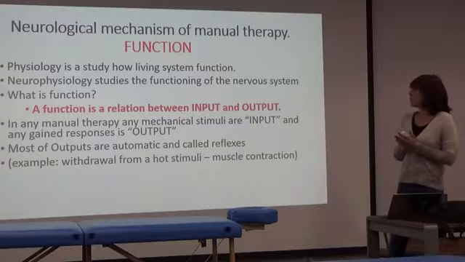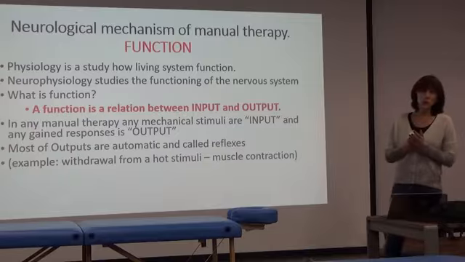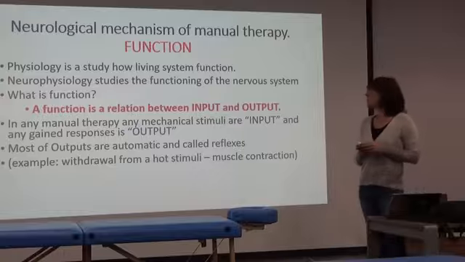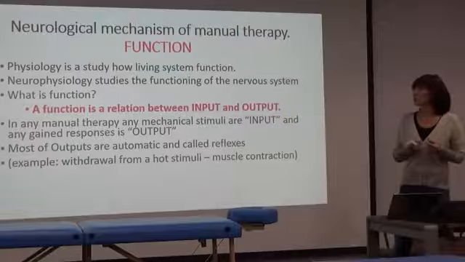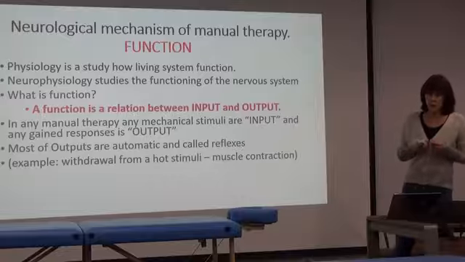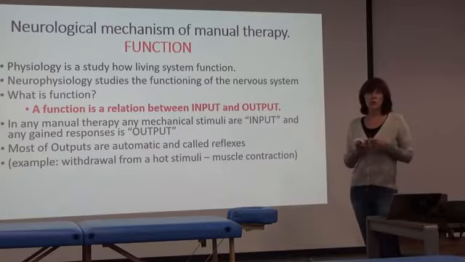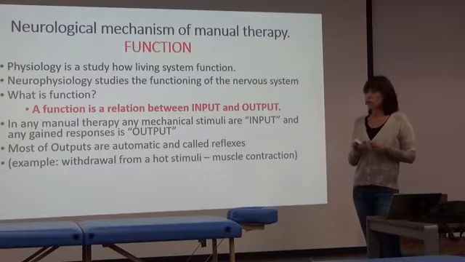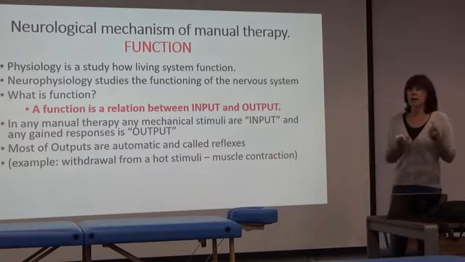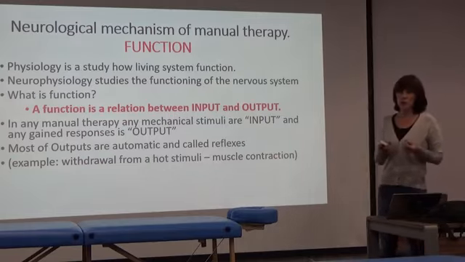Neurology talks about function, and physiology is the study of a living system. Neurophysiology studies the functioning of the nervous system. So what is the word function? What does it mean? The function is a relation between input and output. In any manual therapy, any mechanical stimulus is going to be input, so that's information which is going into the nervous system, and output is any kind of response we get from the patients.